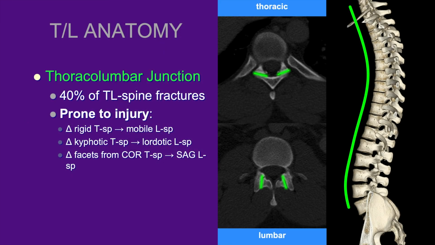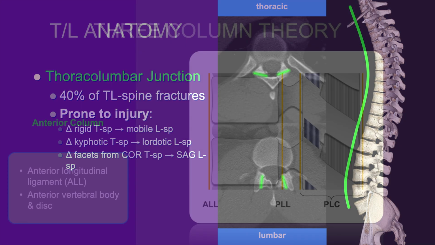Let's move on now to the thoracolumbar spine. 40% of thoracolumbar spine fractures occur at the thoracolumbar junction. Why is that? Because there's a change there from the rigid thoracic spine to the more mobile lumbar spine. There's a change in alignment at that level as well, and there is a change in orientation of the facet joints from the more coronally oriented thoracic facet joints to more sagittally oriented lumbar facet joints.